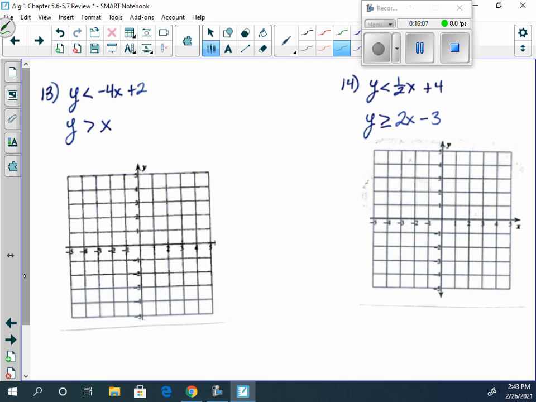So we look at number 13. Let's do the one on the bottom first. y is greater than x. What is the y-intercept for this one here? 0. It is 0, because is there a number written? Well, I can put 1x plus 0, because adding 0 doesn't add anything. So whenever the y-intercept is not written, it's automatically 0.